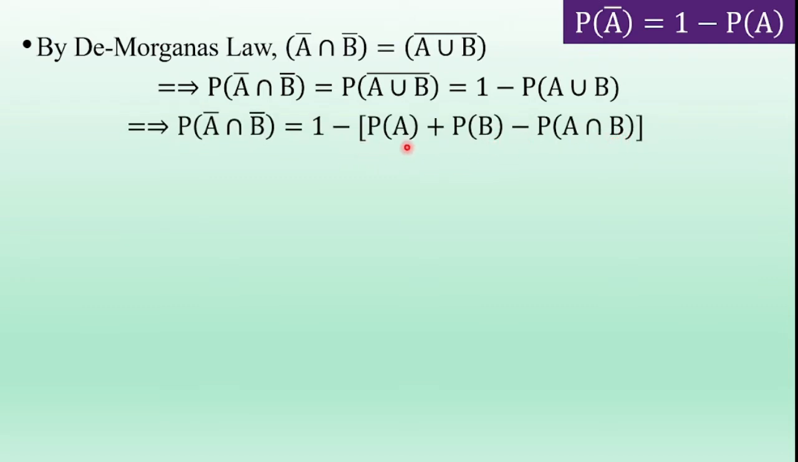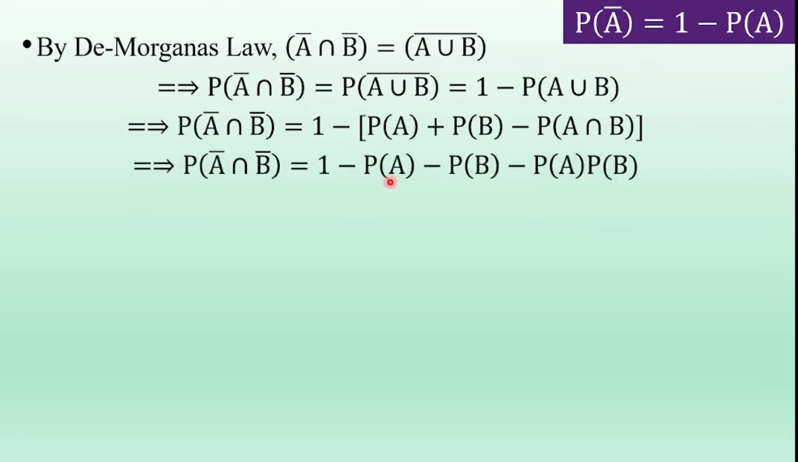Multiplying the minus within the bracket, we have 1 minus probability of A minus probability of B, and minus into minus gives plus, so plus probability of A intersection B. Now events A and B are independent events, so probability of A intersection B is probability of A into probability of B. Now we are applying that condition.